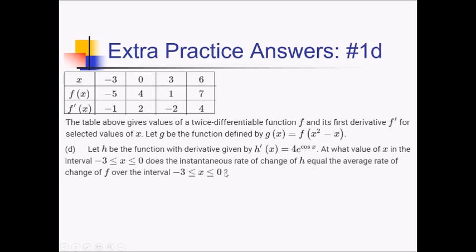For this last task, they're saying that h is the function whose derivative is given by h prime equals 4e to the cosine of x.